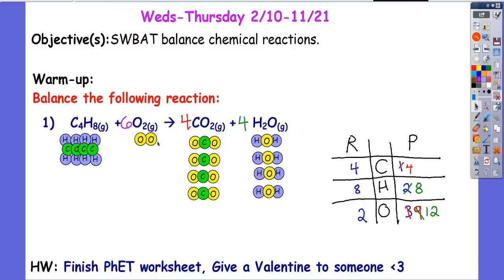And if I make 6 oxygen molecules, so 1, 2, 3, 4, 5, 6, I can see that I have 12 O atoms there. So now I'm going to change this amount from 2 to 12, and I am good. I've got 4 and I've got 4. I have 8 hydrogens and 8 hydrogens, and I have 12 oxygens and 12 oxygens.